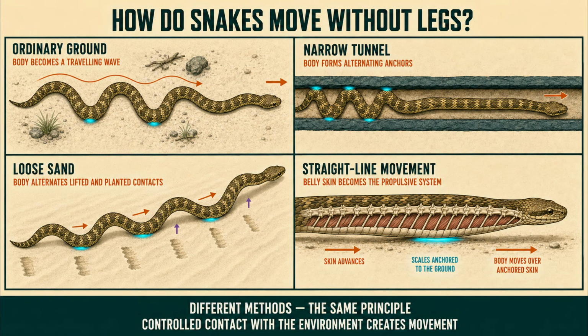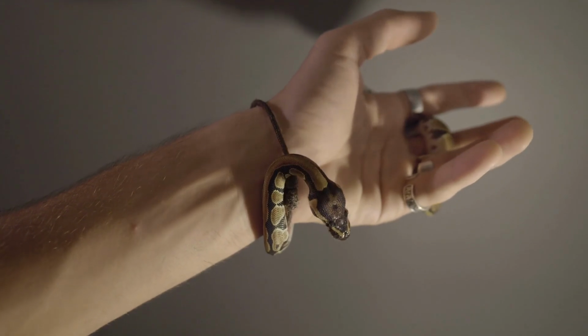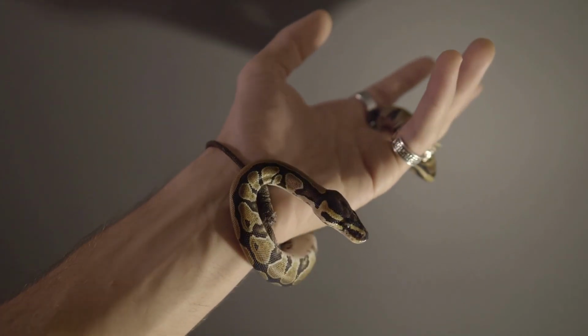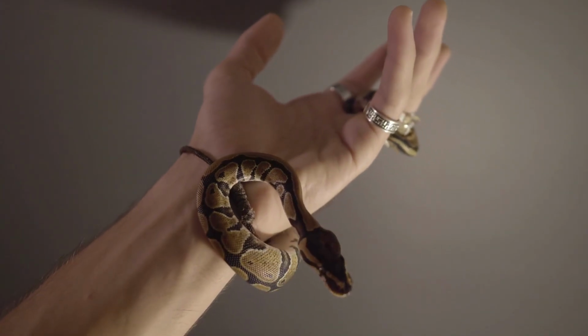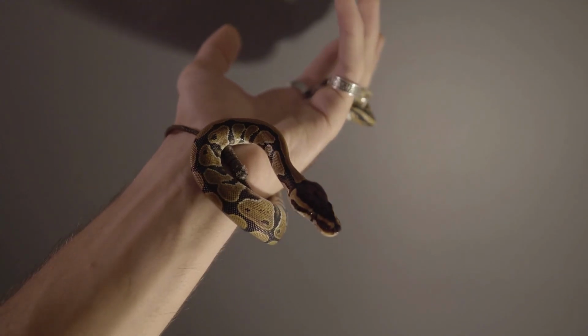On ordinary ground, its body becomes a traveling wave. Inside a tunnel, it becomes a series of anchors. On loose sand, it lifts and plants sections like temporary feet. During rectilinear movement, its skin becomes a moving track. Snakes do not move despite lacking legs. They move by turning almost every part of the body into something a leg would normally do.